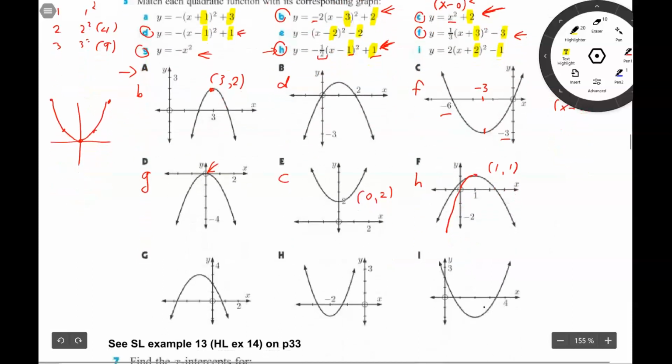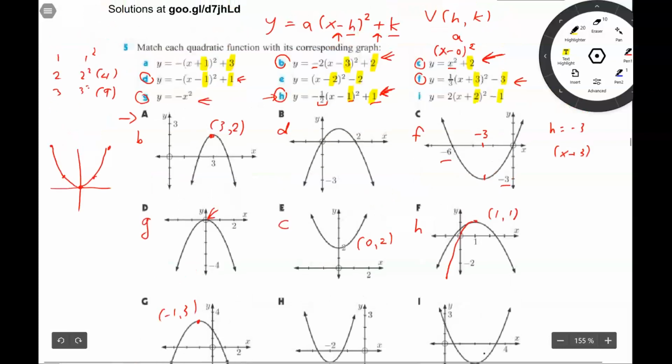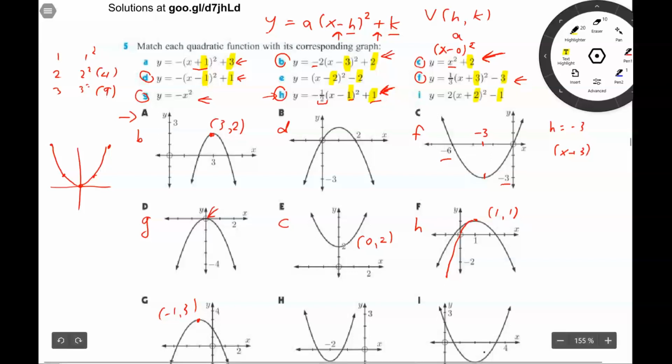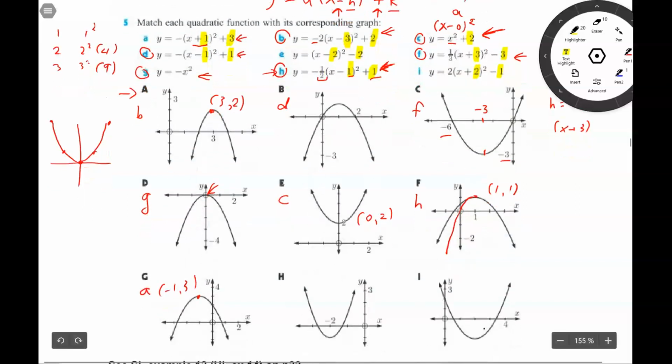All right, what about big G? Big G, the vertex appears to be at -1, 3. So let's try to find one that has an h value of -1 and a k value of +3. There's one there, right? H value of -1 leads to +1 here. Are there any others? Nope, that seems to be it. So it must be small a.